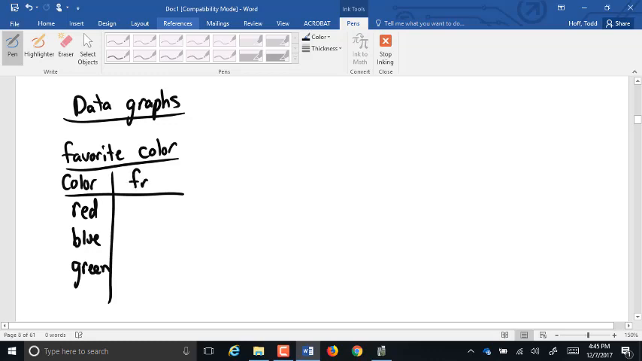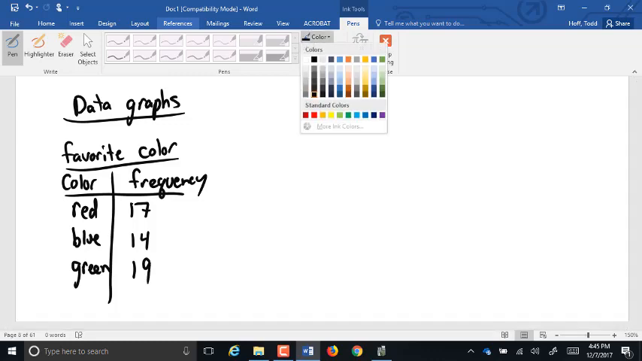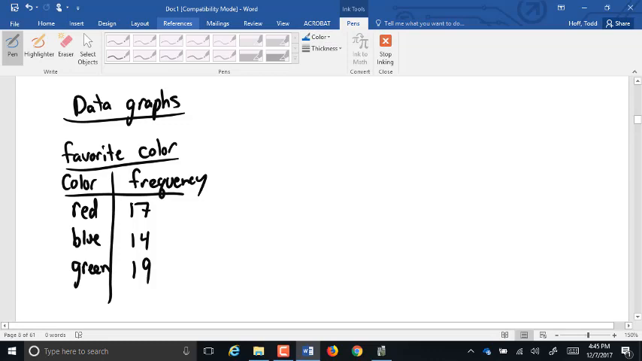And let's say the frequency at which they're chosen. Let's say red had 17 people choose it. Blue had 14 people choose it, and green had 19 people choose it. This, by the way, is what's called a frequency table. It's used in statistics to organize information.